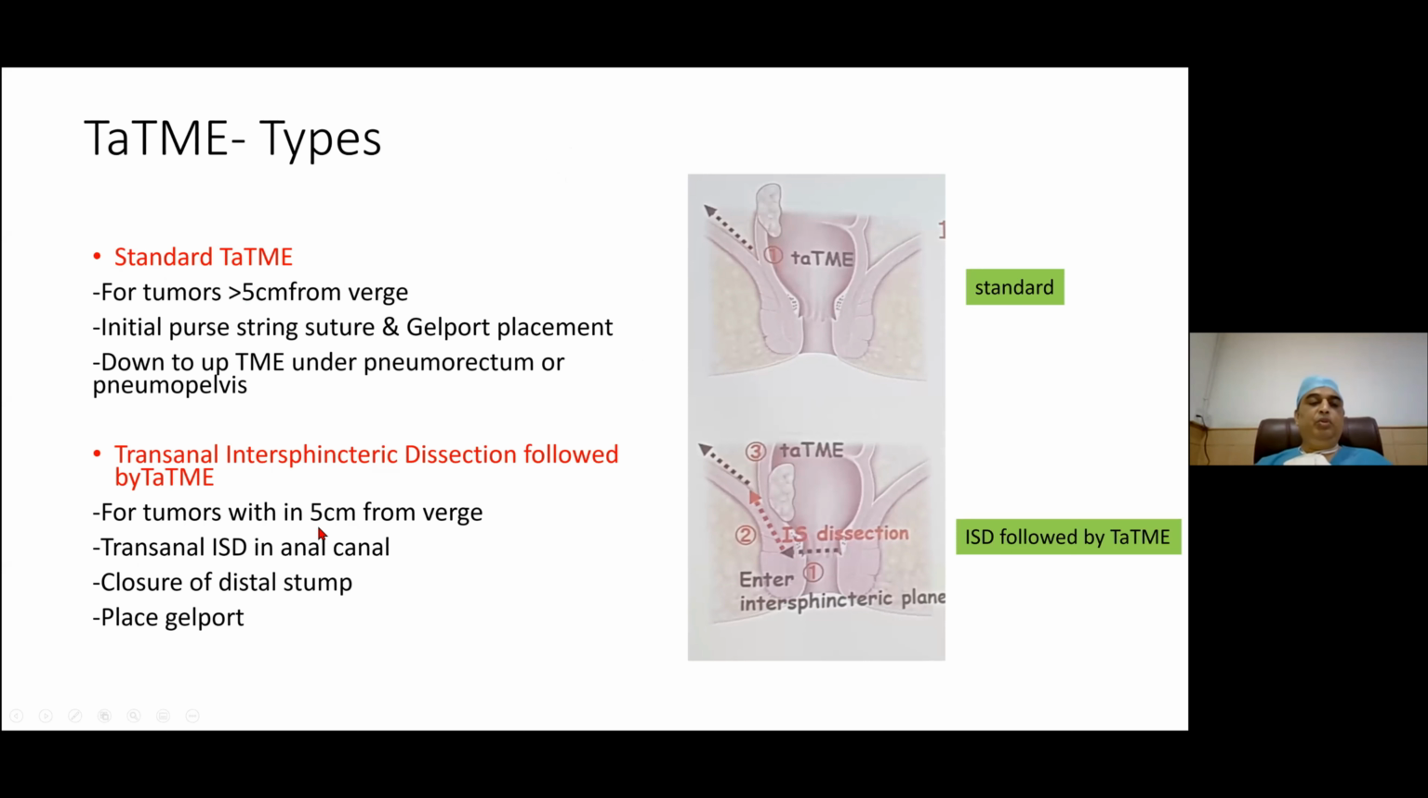For lower rectal tumors less than 5 cm from the verge, you have to do an intersphincter dissection first, followed by placing the closure of the distal stump, and then do an intersphincter dissection or a TME transanally through the gel port after placing the port. Here also the same gel port is used, which was used for TaTME.